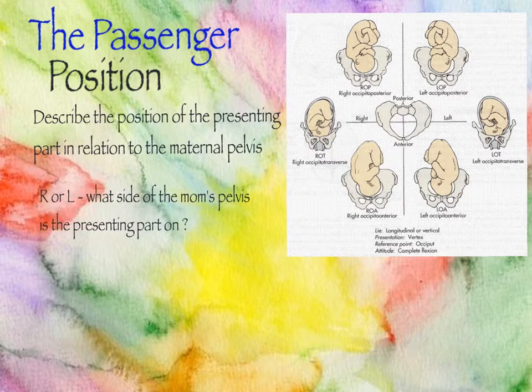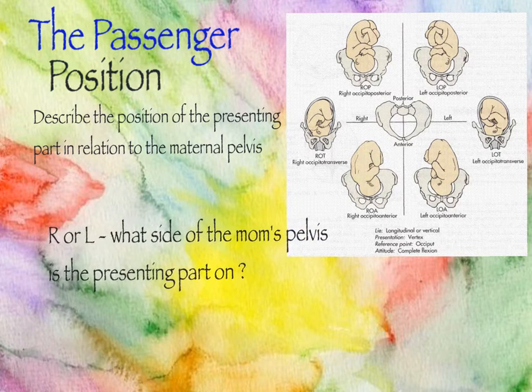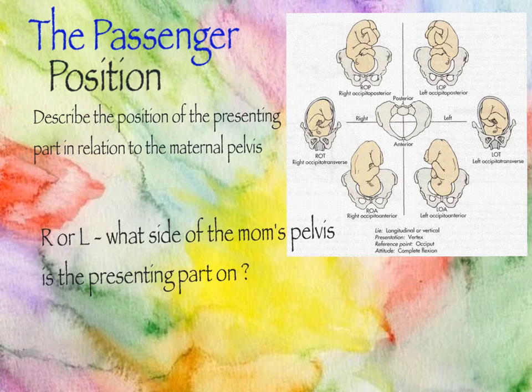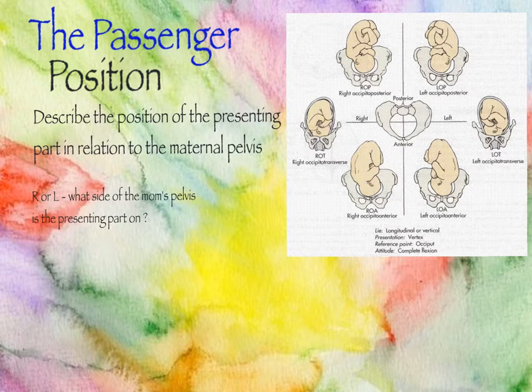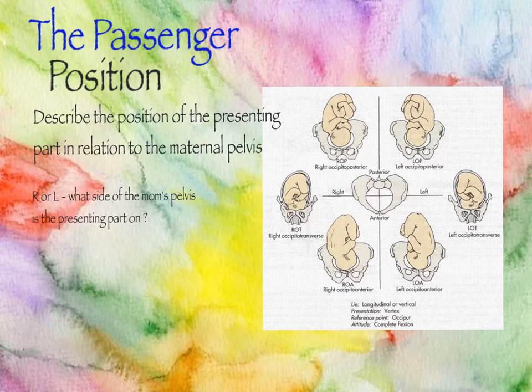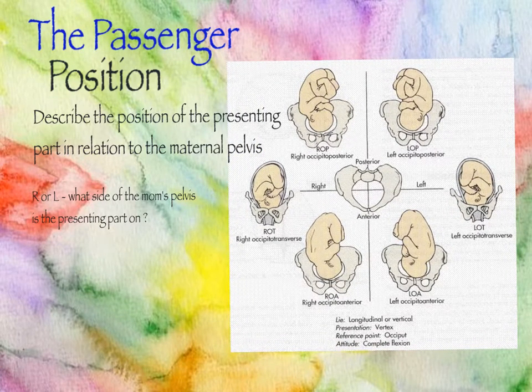So the first letter is either going to be R or L. Let me make that a little bit bigger for you. The R or L is going to describe which side of the mom's pelvis the presenting part is on. I want you to take a look at this picture right here. You'll notice that all of these pictures have a baby that is occiput first. So the occiput's the presenting part. What's different is whether it's on the right or left, and whether that occiput's anterior or posterior or transverse. But take a look at the difference between this baby, ROA, and this baby, LOA.